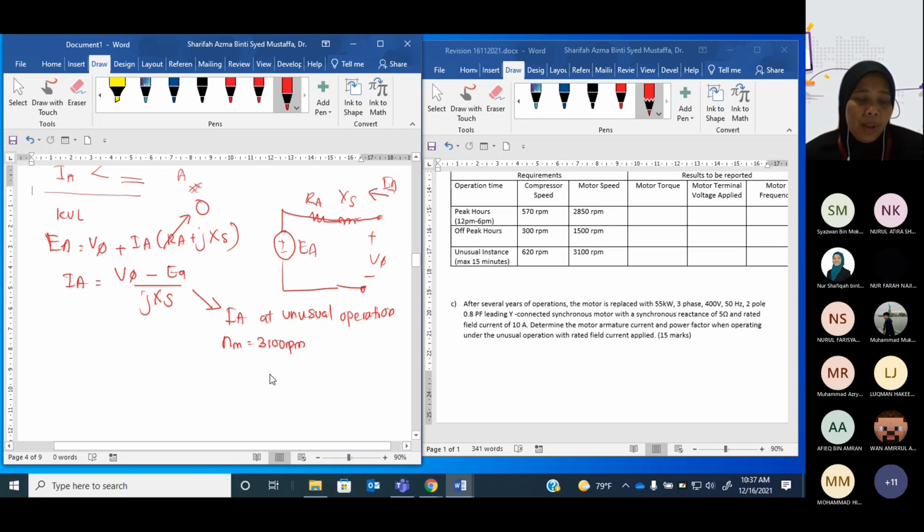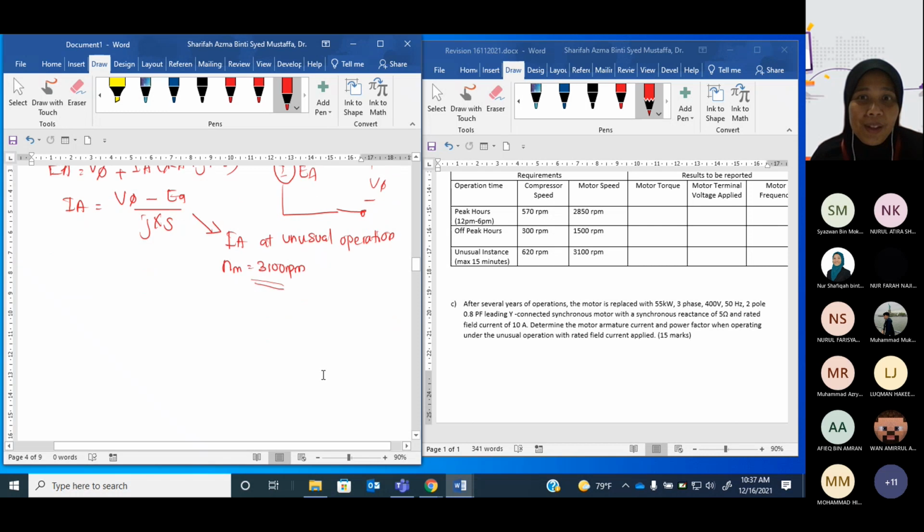Sebab kita nak compare, nanti kita nak guna yang mana satu? Ada constant V over F ataupun varying frequency with constant voltage. So we must compare our operation speed dengan rated speed. But what is the rated speed for this synchronous motor? Alia? Tak ada. Yusof? Apa formula nak cari speed for the synchronous motor? Synchronous motor macam mana graf dia? Apa speed dia?